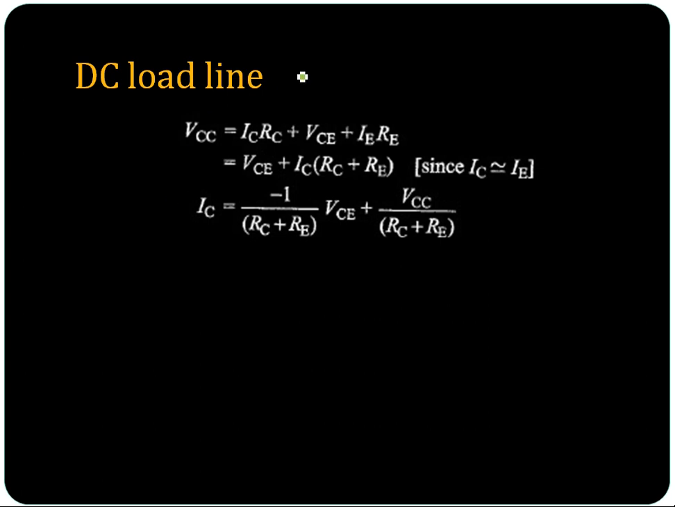You are already familiar with how to draw the DC load line for a fixed bias common emitter amplifier circuit. Now these are the equations for the voltage divider bias circuit. On the collector side, you can form the equation using KVL: VCC equals VCE plus IC into (RC plus RE), assuming IC is equal to IE. In this format, minus 1 by (RC plus RE) is the slope of the DC load line. This is the equation for the DC load line.